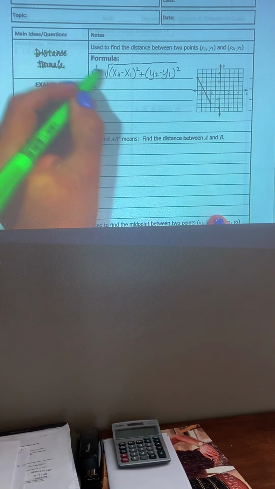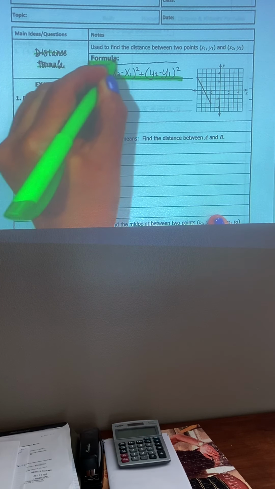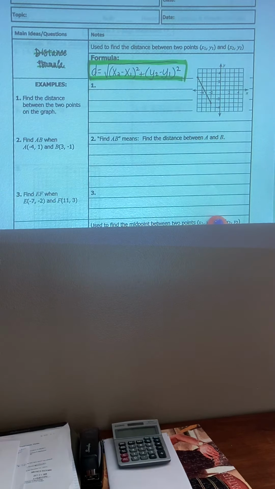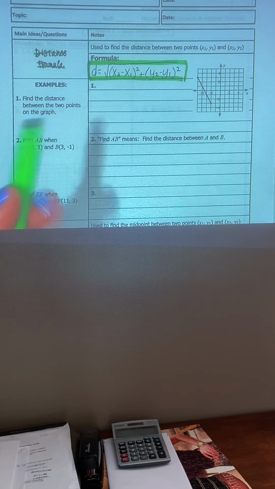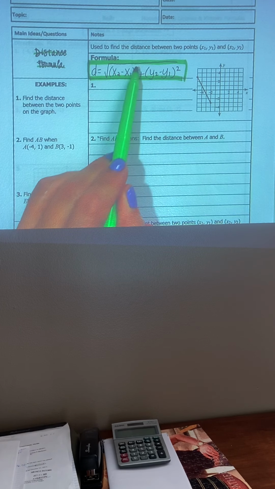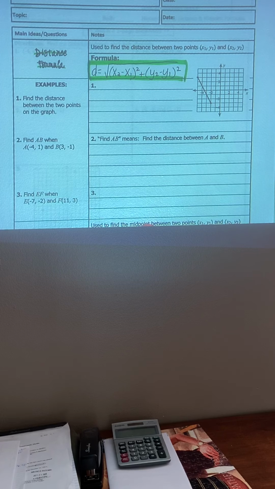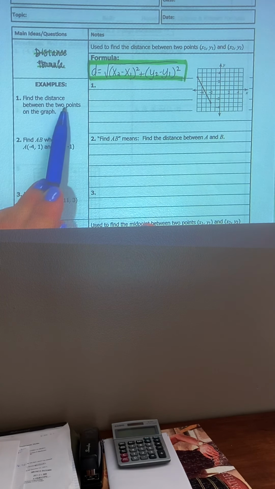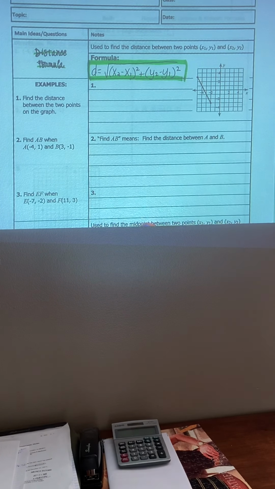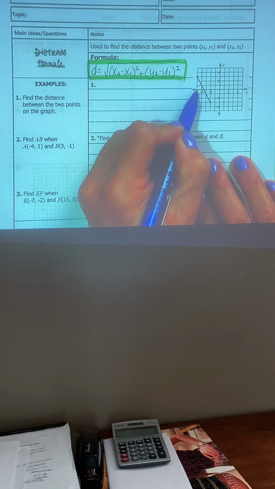All right, so here is the distance formula. You can see, d equals the square root of x2 minus x1 squared plus y2 minus y1 squared. Okay, so let's try the examples. Find the distance between 2 points on the graph. All right, so here are 2 points on the graph. The first ordered pair is -5, 3.